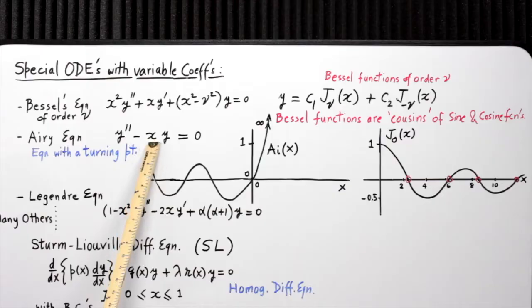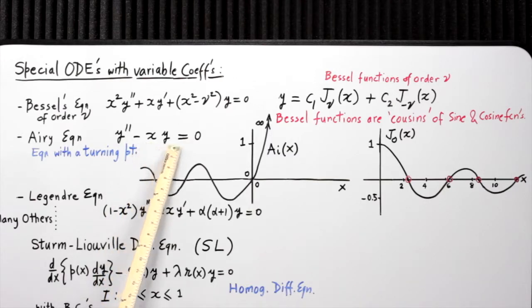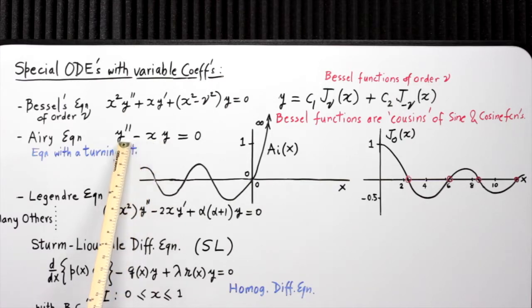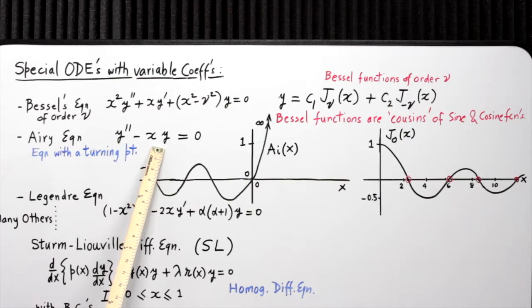So if x is a negative number, then minus x will be a positive constant. And so y double prime plus some positive number times y equal to 0 is a differential equation for oscillations, sine and cosine solutions that we have encountered before. And if this constant is a negative constant, which would be the case if x were positive, then that is an equation which has exponential solutions, growing and decaying exponential solutions.